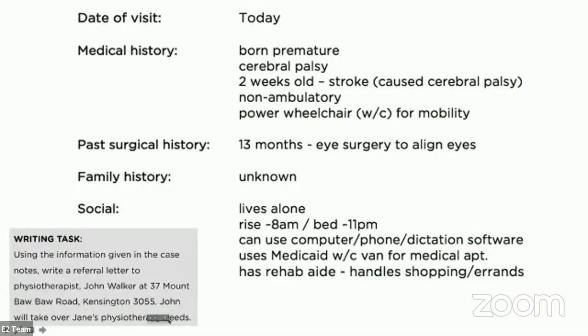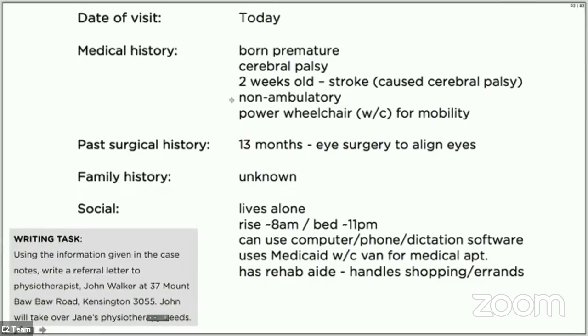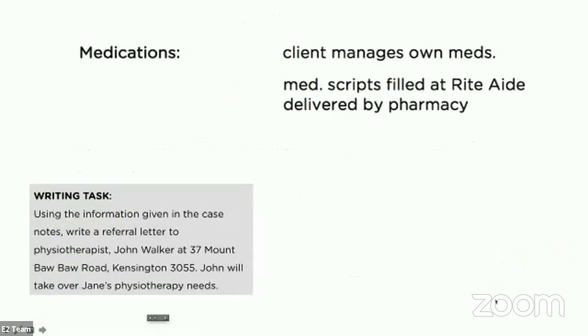Okay, now we're starting to see some different things. All of a sudden, this becomes extremely important, doesn't it? What else becomes important? I still think that that's important. The cerebral palsy, that's definitely important. The past surgical history is unimportant. Family history unknown is unimportant. What about here? Physiotherapy. Okay. Yes. That's fine. I would include that one. Has rehabilitation aide who handles shopping and errands. Okay. I would include that because we're not asking John to handle shopping and errands.